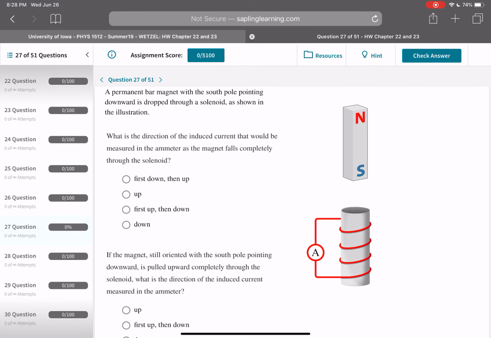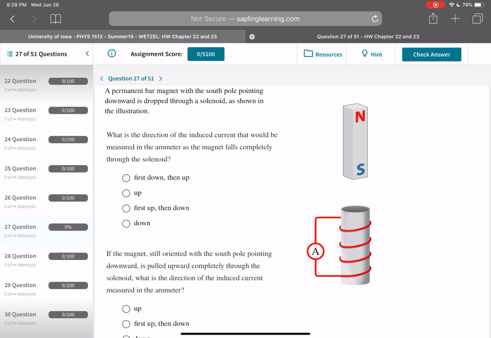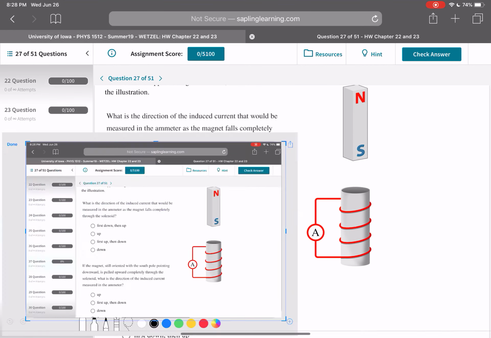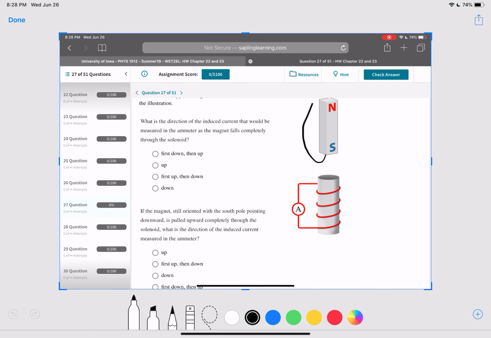Okay, a permanent bar magnet, south pole pointing down, is dropped through the solenoid shown in the illustration. What is the direction of the induced current that would be measured in the ammeter as the magnet falls completely through the solenoid? So in the first case, think about this. As it falls in, the flux is going to start to increase, but from the south pole, and then as it falls through and comes out here, that south pole, the opposite thing is going to happen, and then the north is going to pass through. So what's going to happen to the current? Think about it. It's pretty fun.